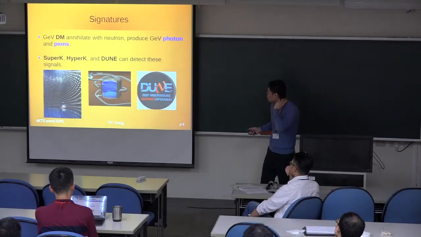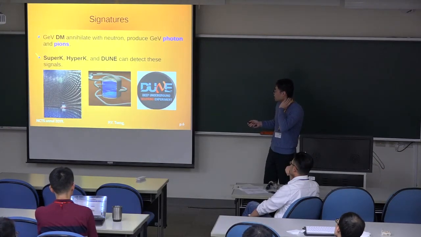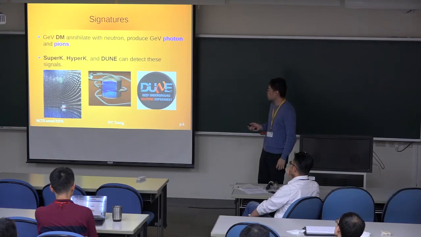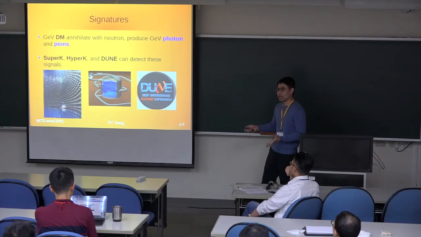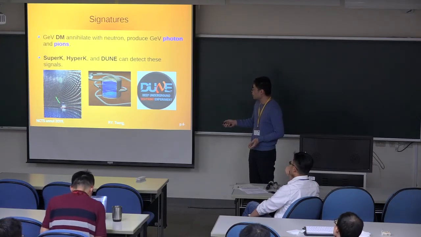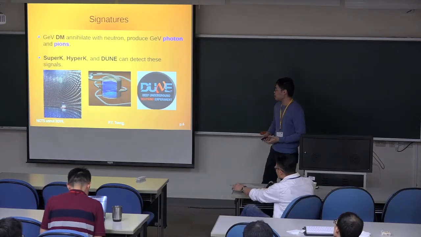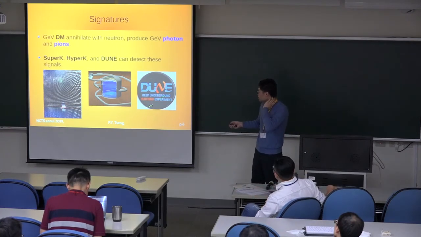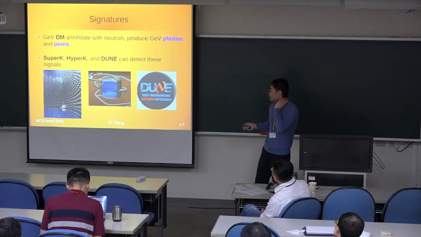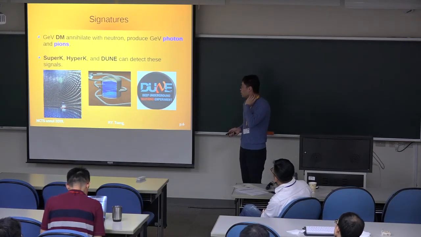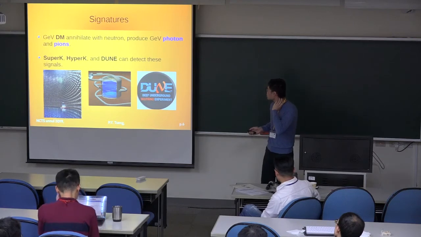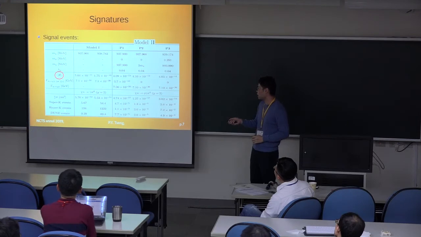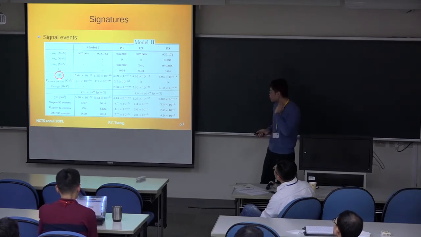So we think Super-Kamiokande or future Hyper-Kamiokande and DUNE experiments have a huge detector volume, and their PMTs can also receive the GeV photon signal. So we think this is the ideal experimental environment to search for this kind of signal. So then we are able to calculate how many events we can see from this experiment.